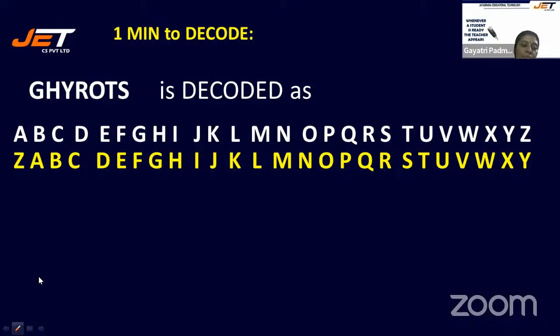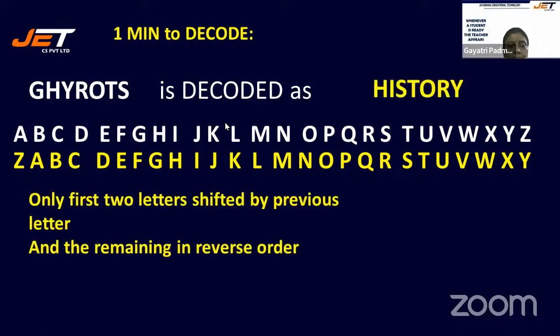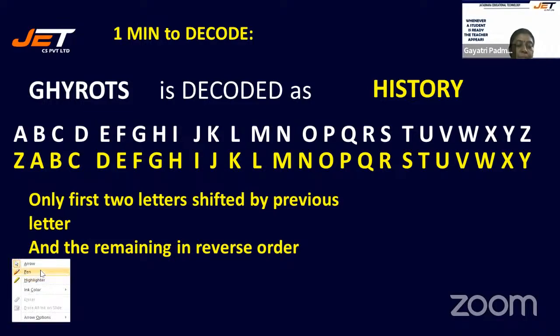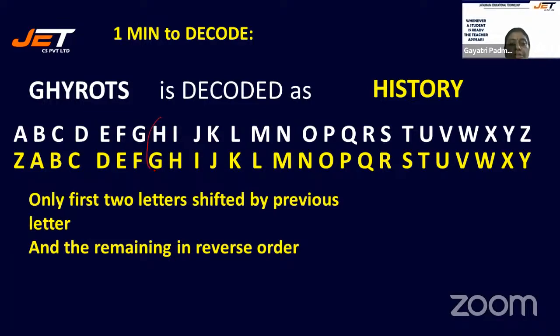Now let us try to decode GHYROTS. What is G? For G, it is H. For H, it is I. And after that, you have to write the reverse order. So HISTORY.